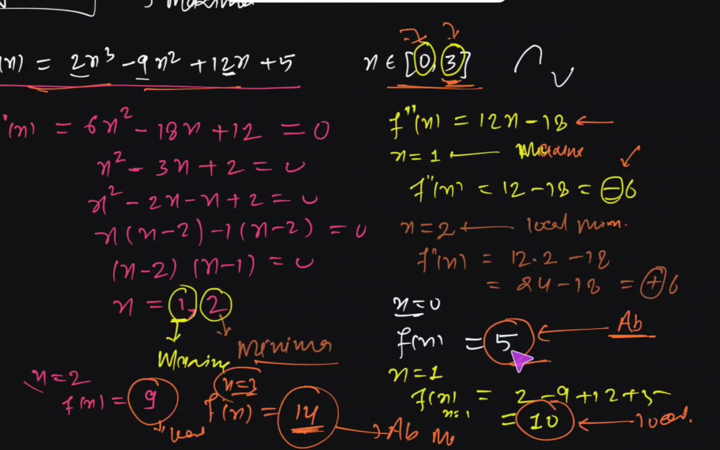So the 4 values of function are 5, 9, 10 and 14. So out of these 4, the maximum is 14. So this one is the absolute maximum. The lowest is 5. So this one is the absolute minimum. For the other two, we can say that for x equals 1, this is a local maxima. For x equals 2, this will definitely be a minima. So for x equals 2, we have got the value of function as 9. So this 9 is the local minimum value. Okay. So I think this is clear.